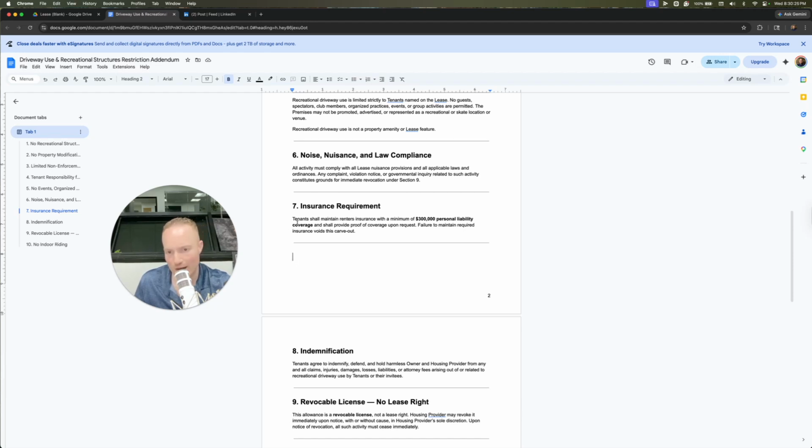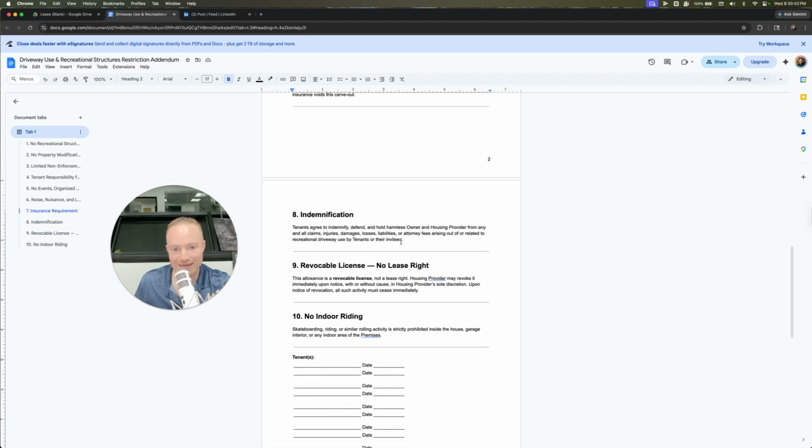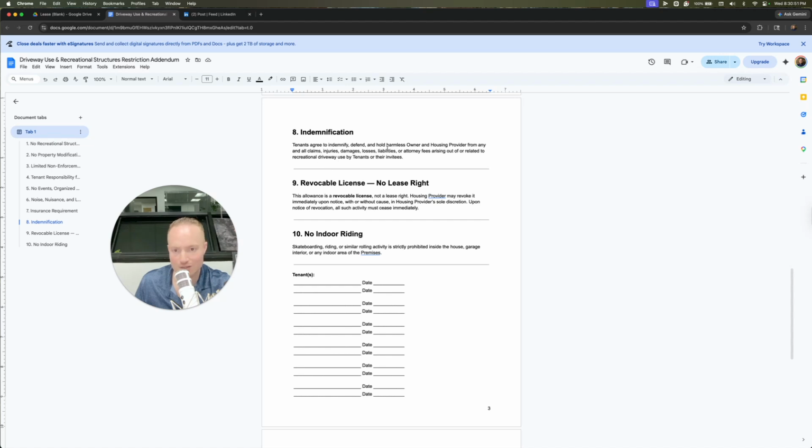We're also requiring renters insurance of at least $300,000 per person, and they must provide proof of coverage. And then they're also going to name me as additionally insured, my company, and then obviously indemnifying the owner, as well as property management, completely indemnifying us from anything that happens, any injuries, damages, losses, liabilities. And then, like I already said, it's a revocable license to use the driveway as such. And then, of course, no indoor riding.